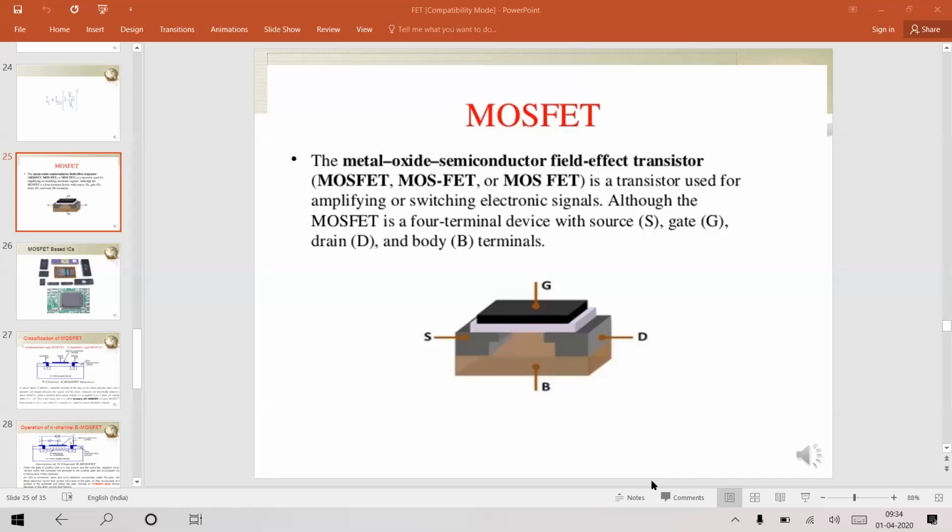Good morning, everyone. Let me start MOSFET again because we could not do it yesterday. MOSFET, metal oxide semiconductor field effect transistor. This difference I was telling in comparison with FET.